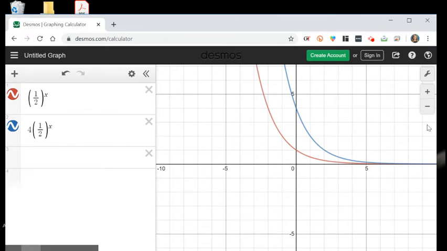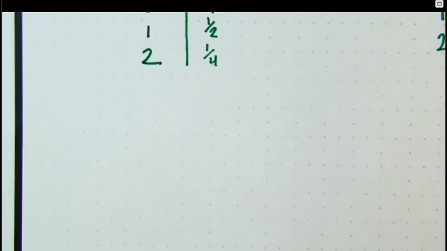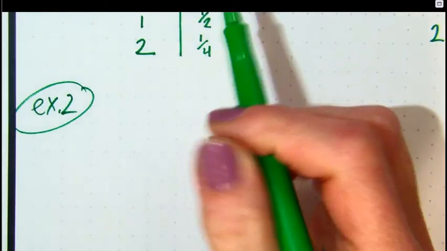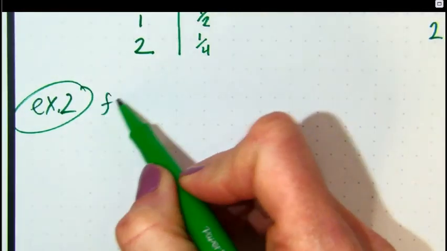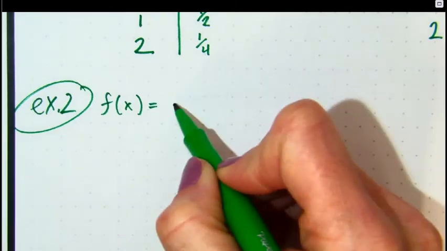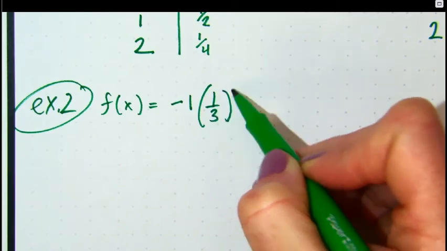Okay, example 2. So go back to your notes for a second. You don't need to close the Chromebook because we're gonna come back to it in just a minute. All right, so we're going to do a second example, similar to what we just did. And my first function is going to be -1 times 1/3 to the x power.